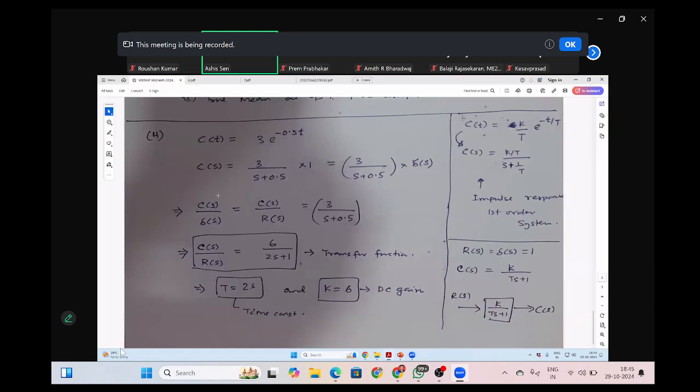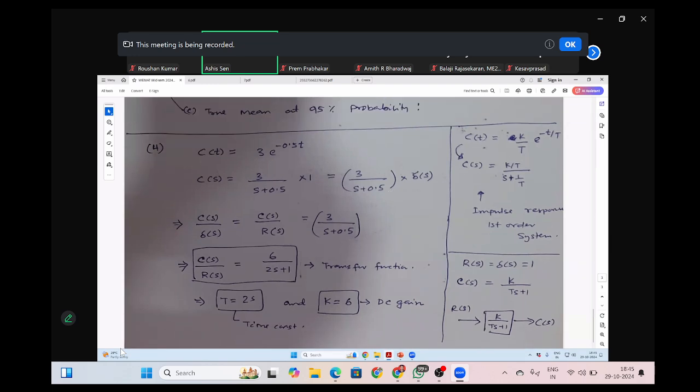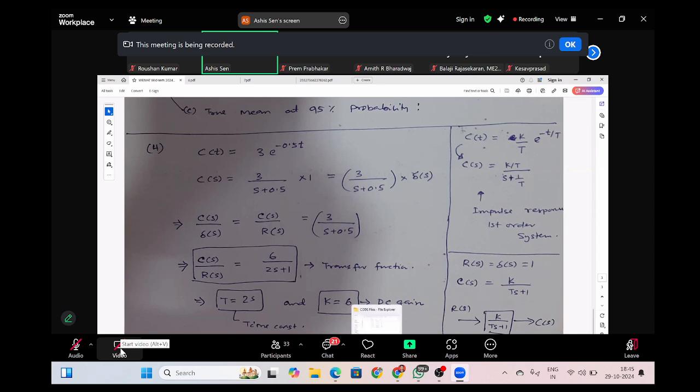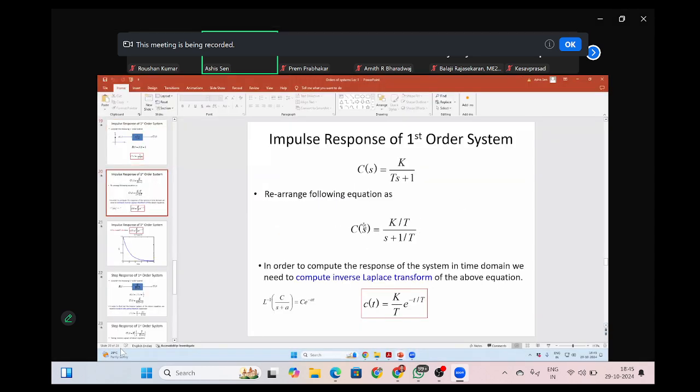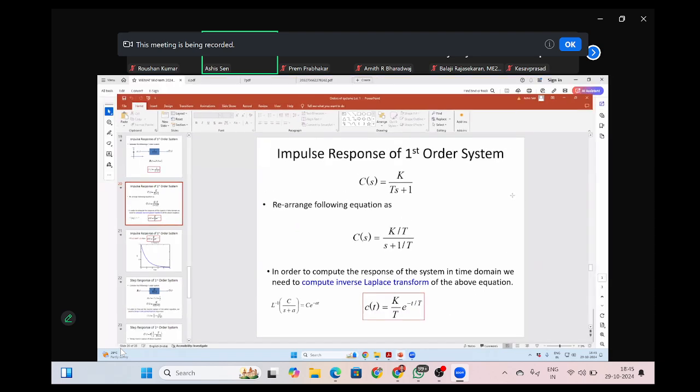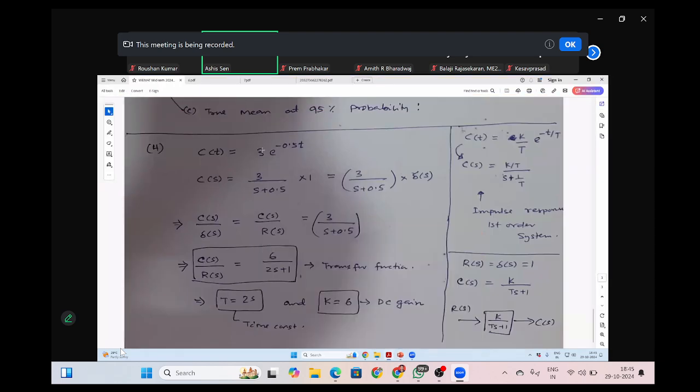So here C(s) is basically 3 divided by (s plus 0.5) into 1. Okay, so here c(t) is K by T e to the power minus t by T. So C(s) is K by T divided by (s plus 1 over T). This is something we had also seen here. Same thing. So when c(t) is this, your K by T is basically 3. And 1 over T is basically 0.5.